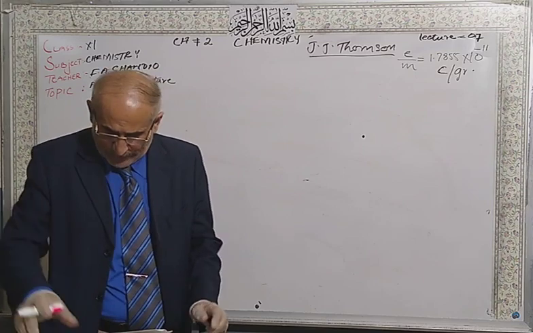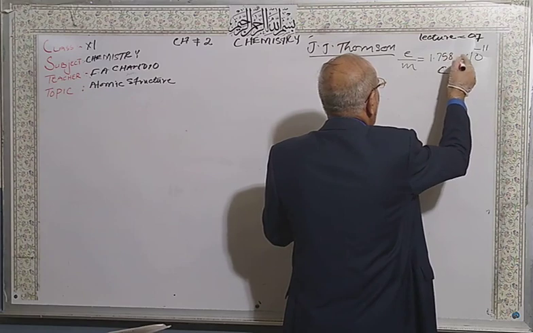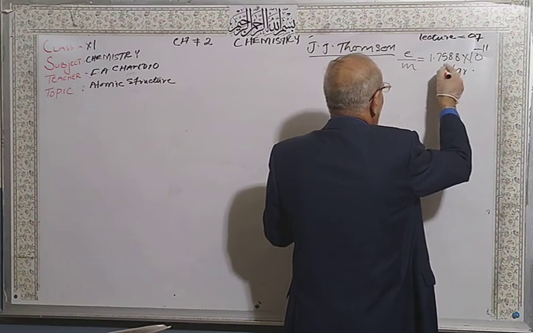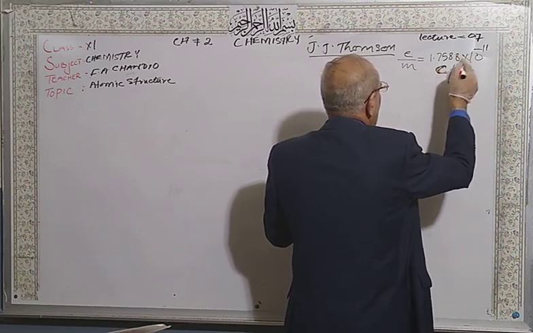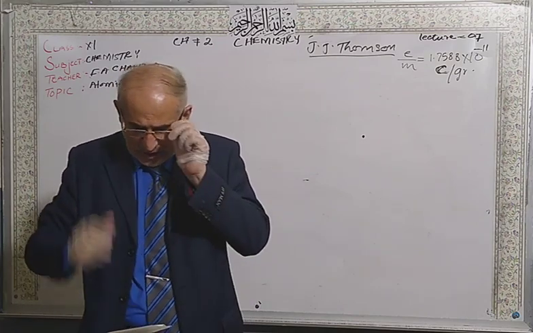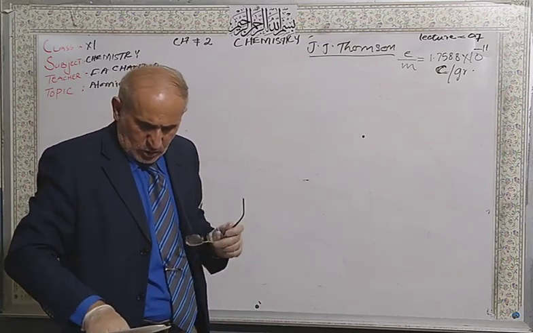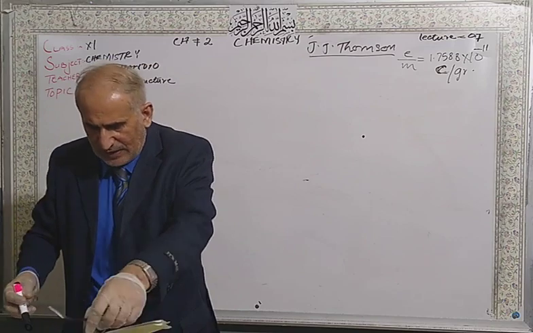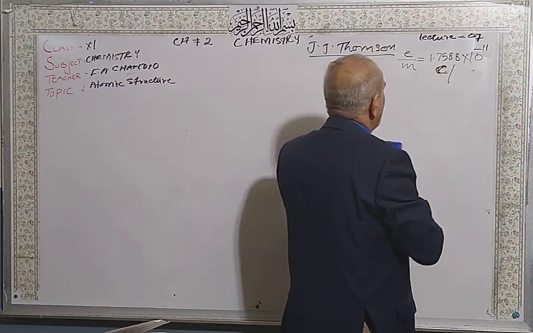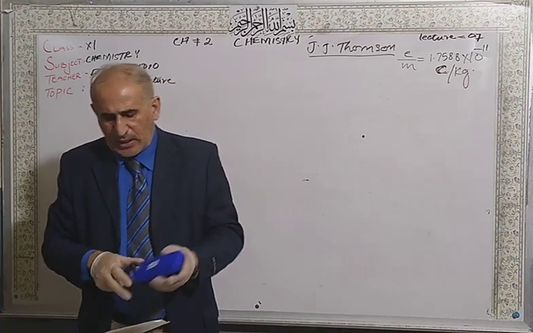1.75588 into 10 raised to the power minus 11, with a capital C, coulombs per gram. This is called the charge to mass ratio. Because the mass of the electron is very, very small, you can also express it in kilograms, as coulombs per kilogram.